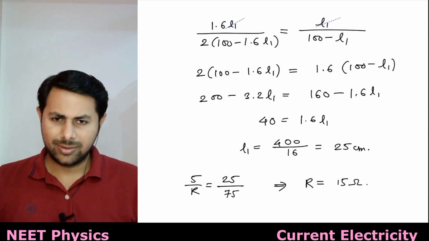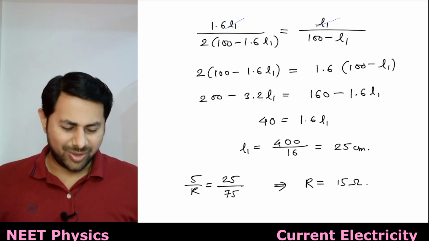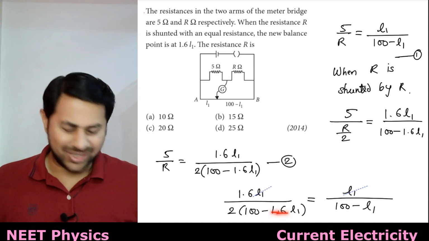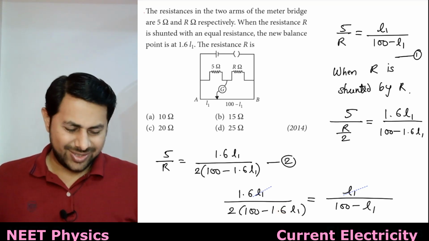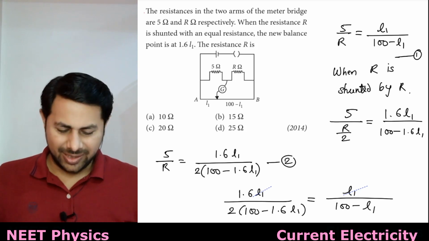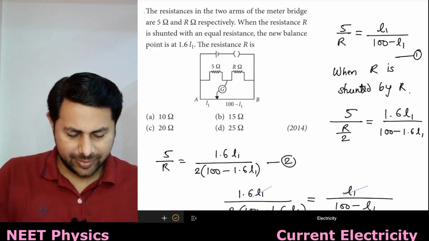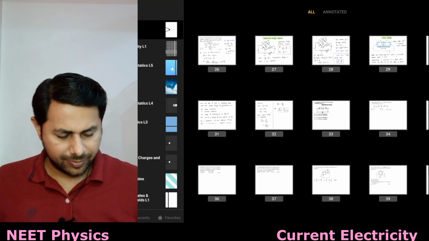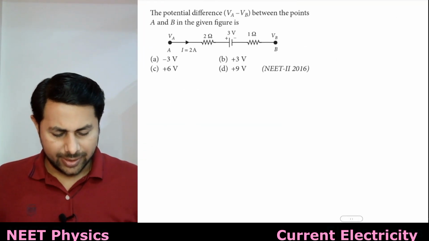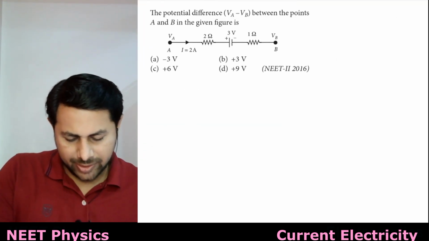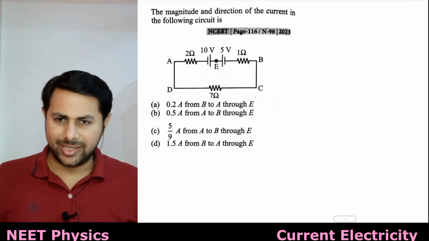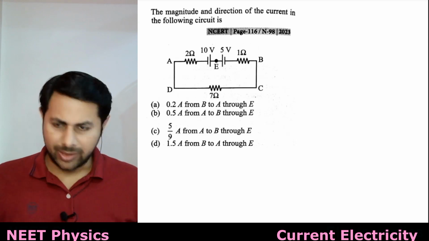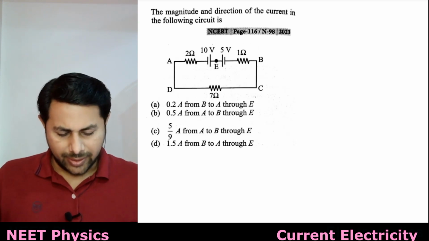Okay, not a difficult problem. I messed up the calculations here. Nothing difficult. Anyways, so this is the meter bridge. Now let us see some problems based on the Wheatstone bridge. Let's extend for 10-15 minutes and we'll complete this, right?